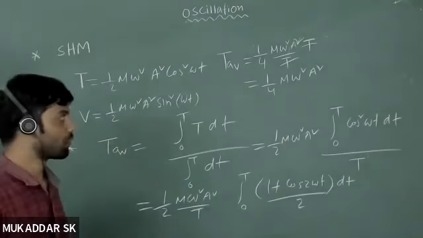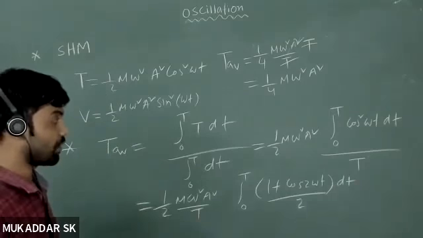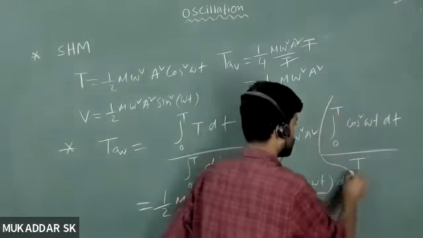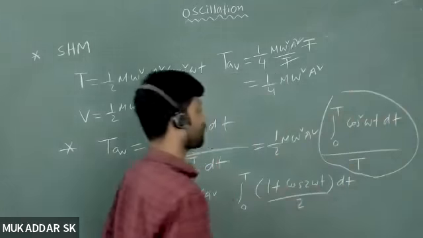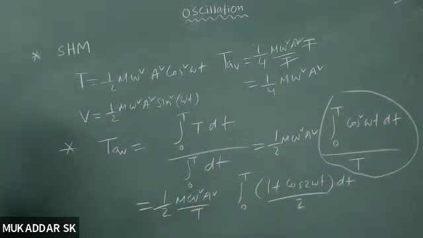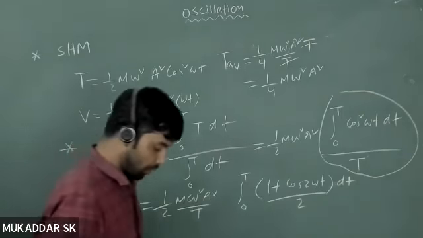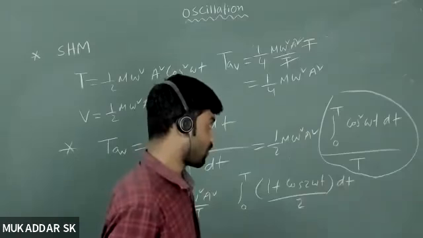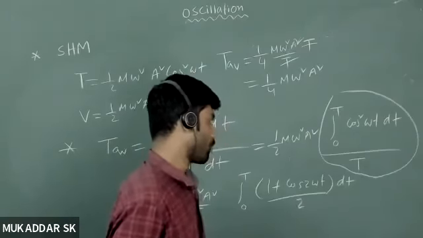For one complete cycle, what is the average value of cos square theta and sine square theta? This is what I am trying to say. So this is the average value of cos square theta for one complete cycle. Please remember this, it will be helpful for any competitive exam. The average value of cos square theta or sine square theta for one complete cycle will always be half. You can note this down.